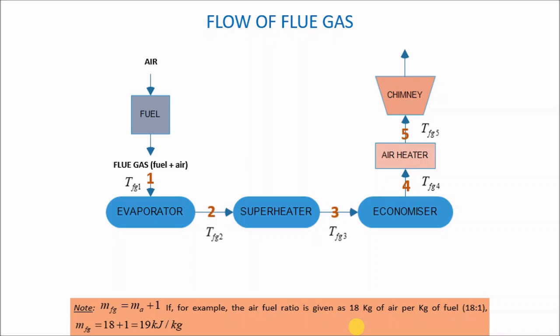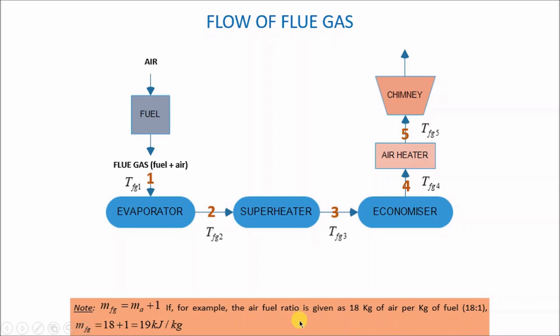Okay, but because air and fuel are burnt together, therefore the flue gas that you have is a combination or a sum of the air and of the fuel. And that is why the mass of flue gas is always equal to the mass of air plus 1 when that is given to you as an air to fuel ratio. Okay, like in this particular example that I have at the bottom of the screen, you are given 18 kilograms of air per kilogram of fuel. So the air to fuel ratio is 18:1, what you see here in brackets.